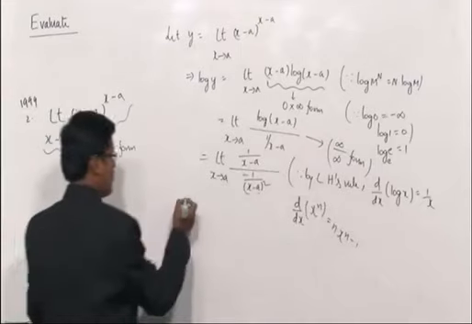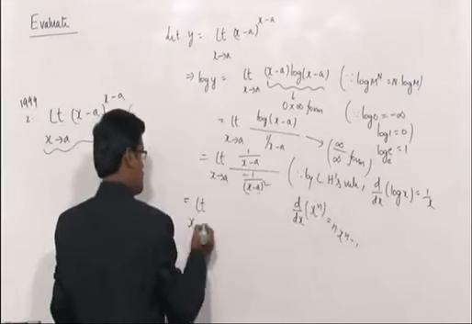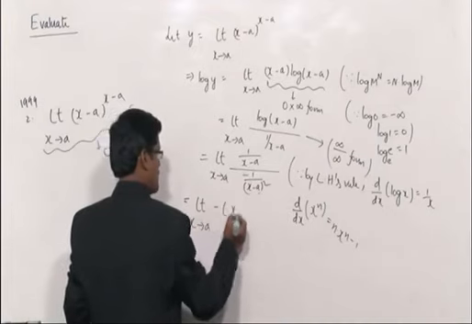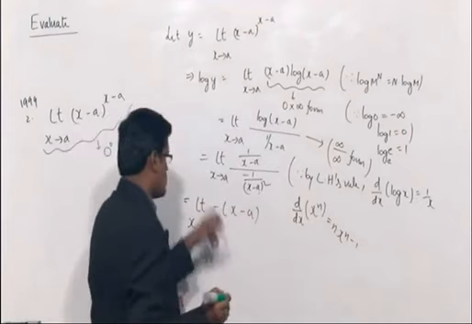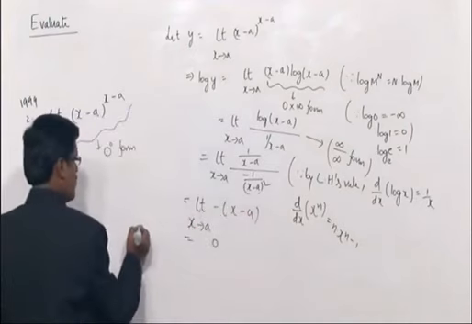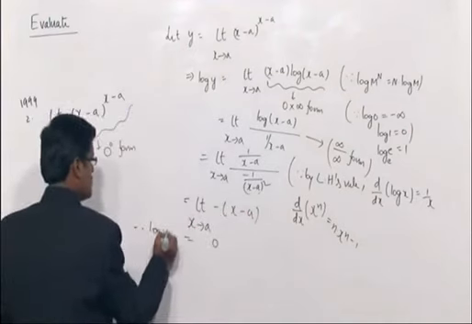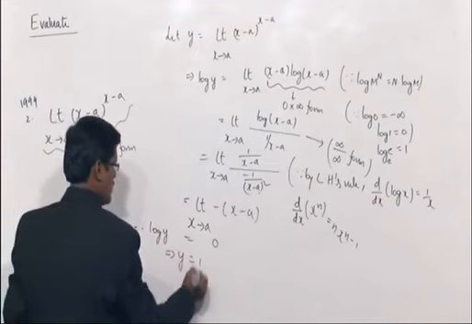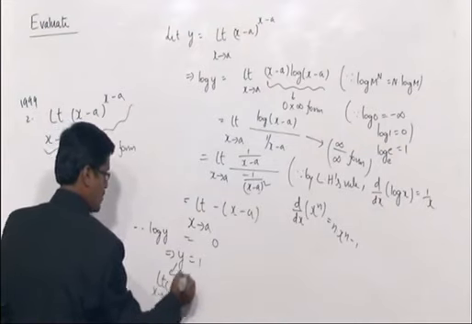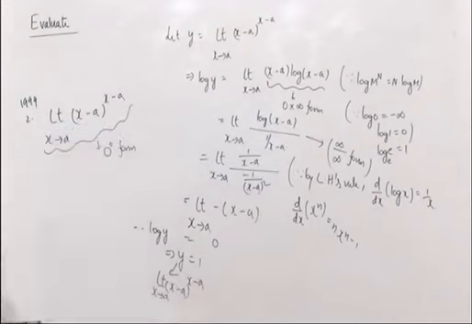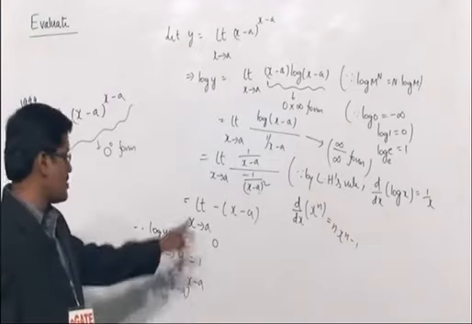Now what happens? This simplifies to limit x tends to a of minus of x minus a. If you put x tends to a, this term tends to 0. So finally we got the logarithm of a quantity is 0, which means that quantity is equal to 1. So what is this y? We already took limit x tends to a of x minus a raised to x minus a. Therefore limit x tends to a of x minus a raised to x minus a is equal to 1.